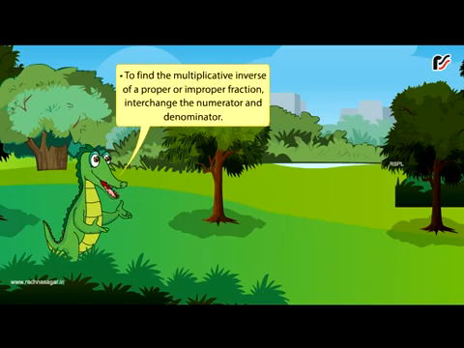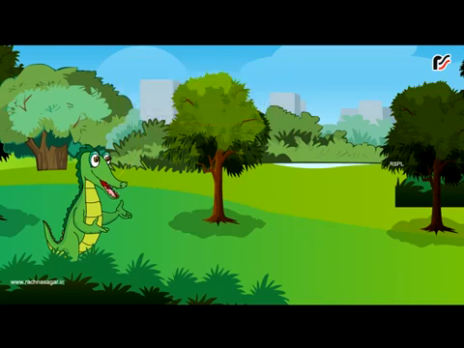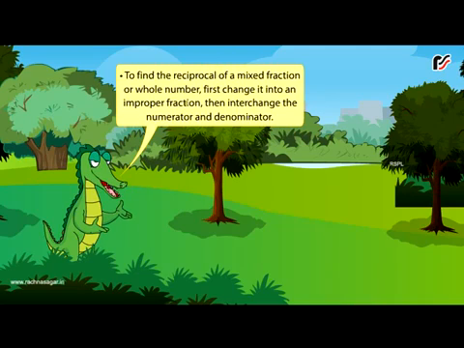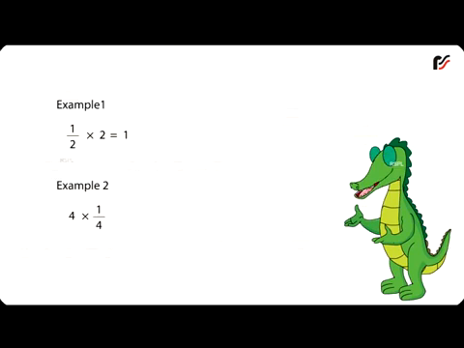To find the multiplicative inverse of a proper or improper fraction, interchange the numerator and denominator. To find the reciprocal of a mixed fraction or whole number, first change it into an improper fraction, then interchange the numerator and denominator. Example 1. 1/2 multiplied by 2 is equal to 1. Example 2. 4 multiplied by 1/4 is equal to 1.